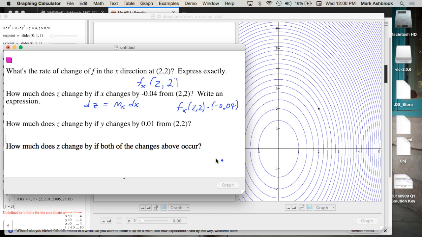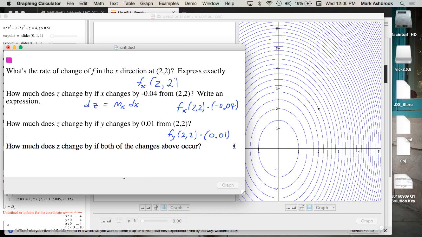So how much does z change by if y changes by 0.01? John C, did you get that one? Partial with respect to y at 2, 2, yep. Times dy now, right? So you've got to get the right rate. It's the rate in the y direction times the little change in y, which gives you the little change in z.